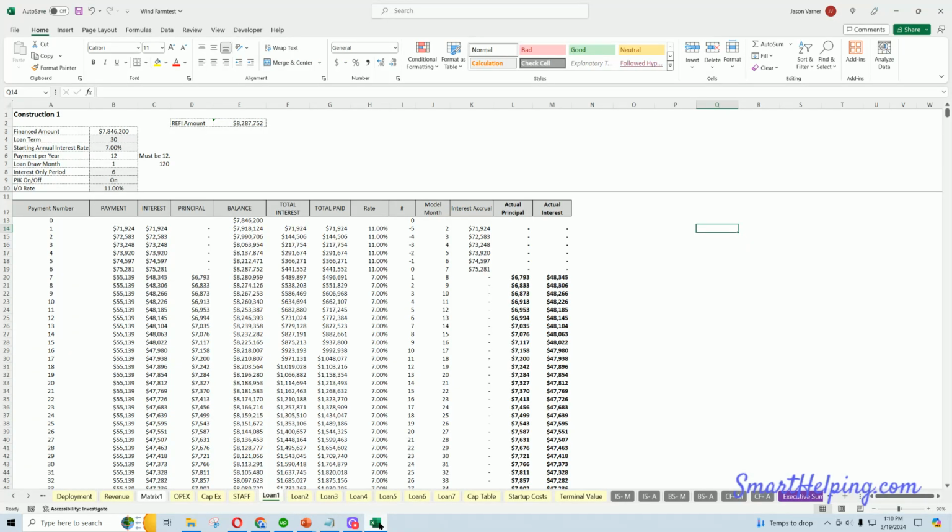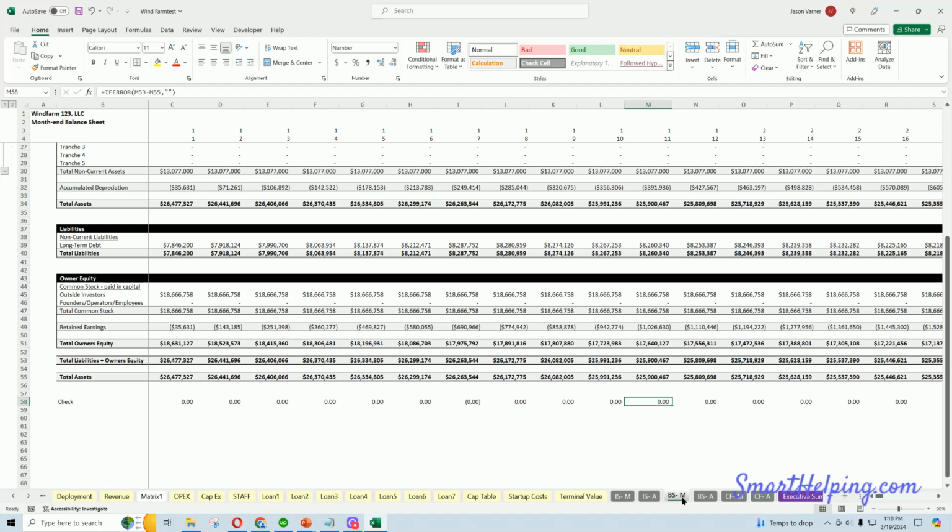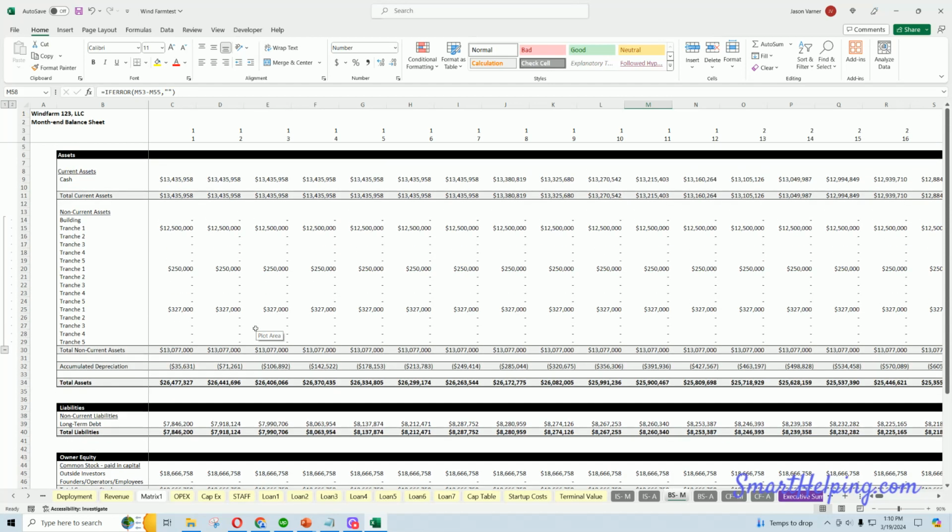Three statement modeling is tough. It's a puzzle, and I just went over really some nuances to a PIK loan on the balance sheet and trying to balance it out.